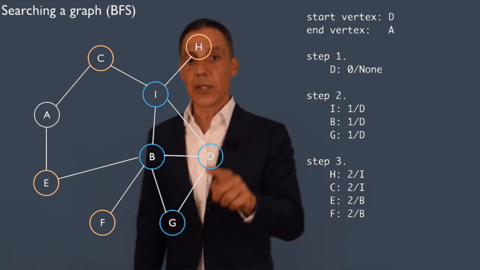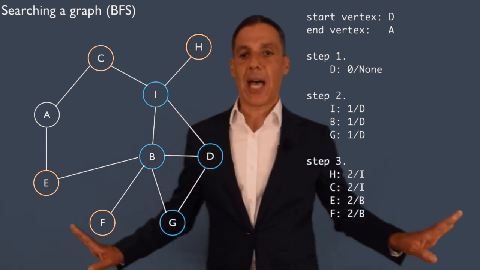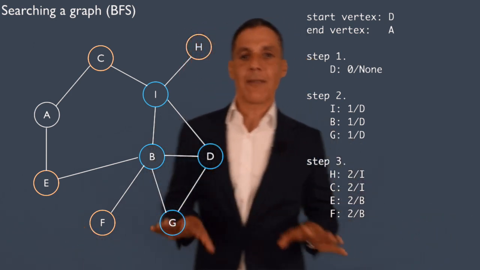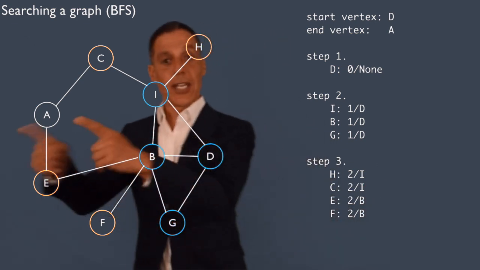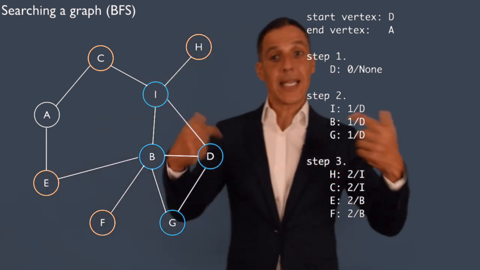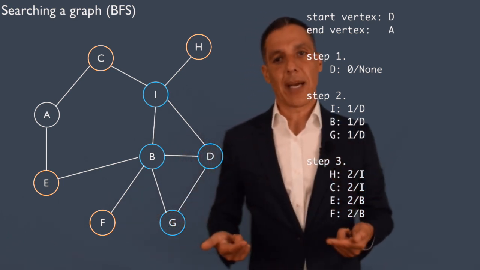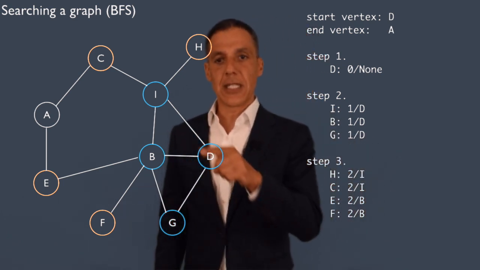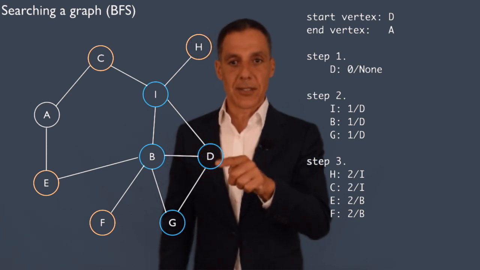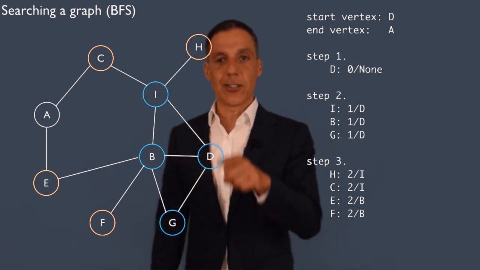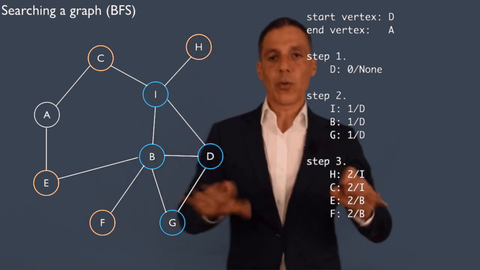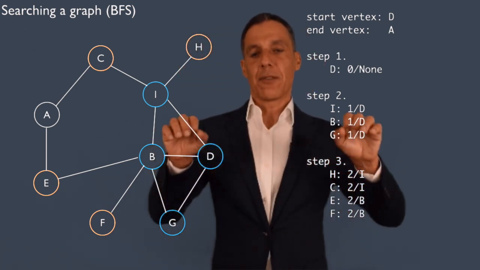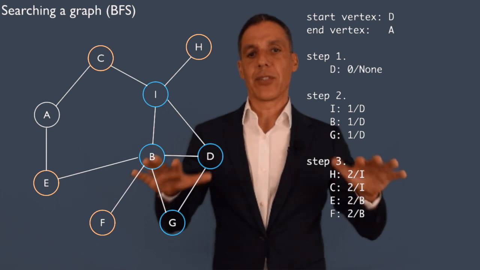G is connected only to D and B, both have been visited. I am done with G. So what have I done? I've started at D, I've taken a step, step, step. For each of those, I've taken one step, one step, one step, making sure not to circle back on myself. So I'm not going to go from D to I to B to D, because that kind of cycle is not getting me to where I need to get to, which is that A node over here. So you're only allowed to go out a step to visit vertices that you have not previously visited.